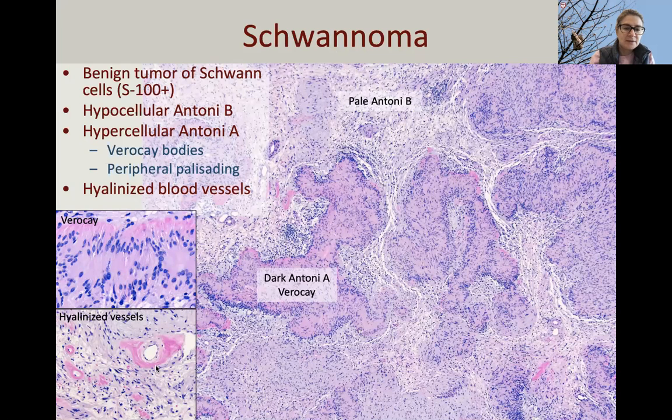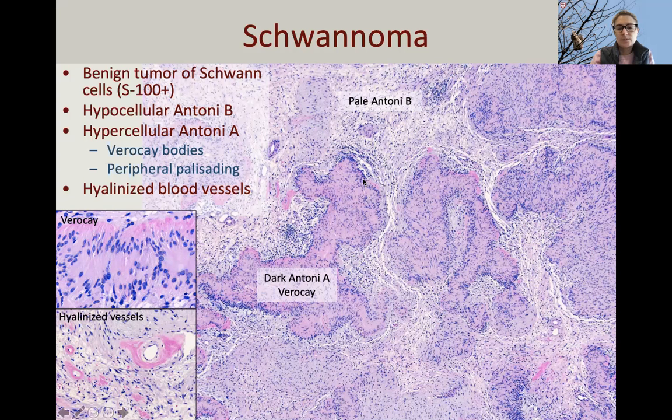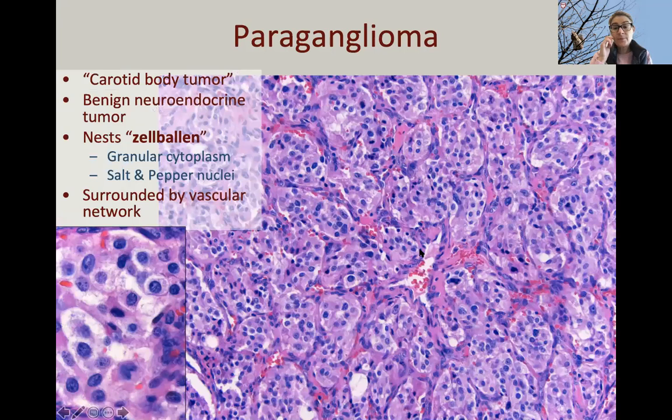Characteristically, the more cellular sections form these structures called Verocay bodies that have palisading nuclei surrounding this central eosinophilic fibrillary core, which you can see here on the left. They have hyalinized blood vessels, but essentially they are benign. You can show S100 positivity because that's what Schwann cells express. This is an example of a schwannoma.